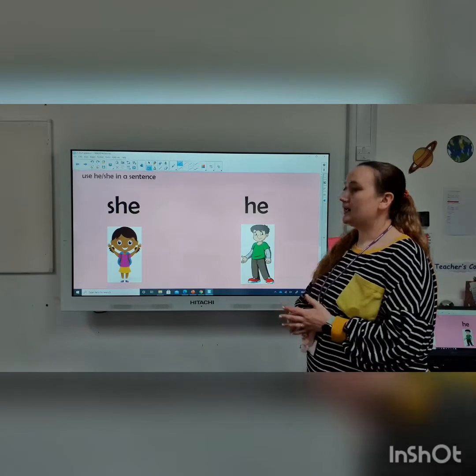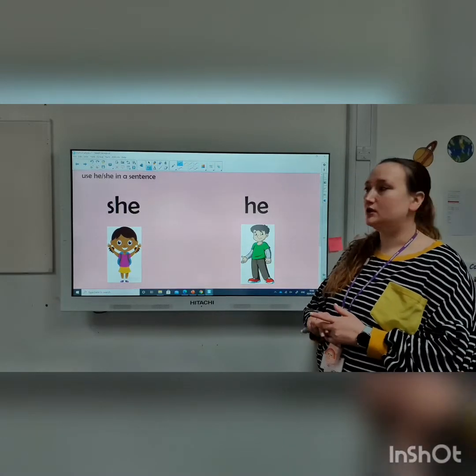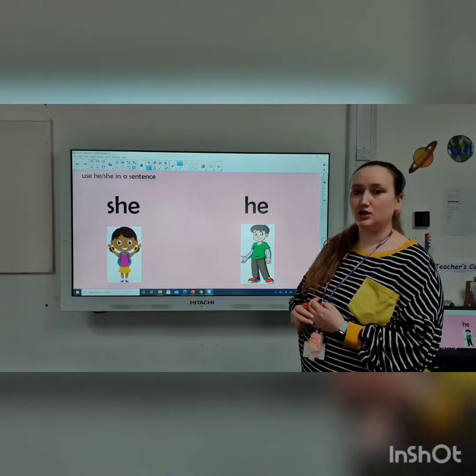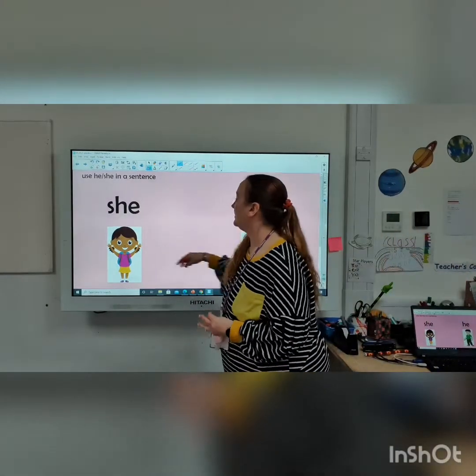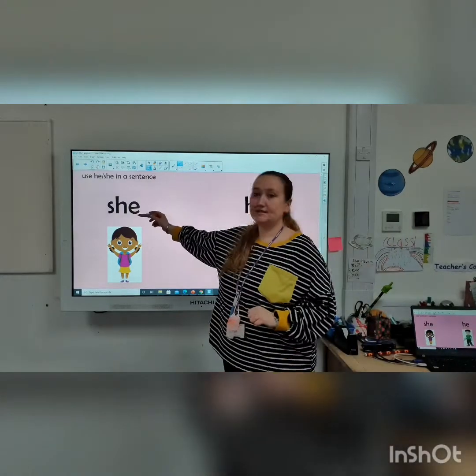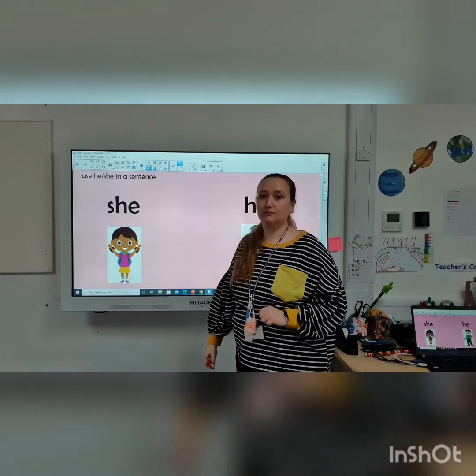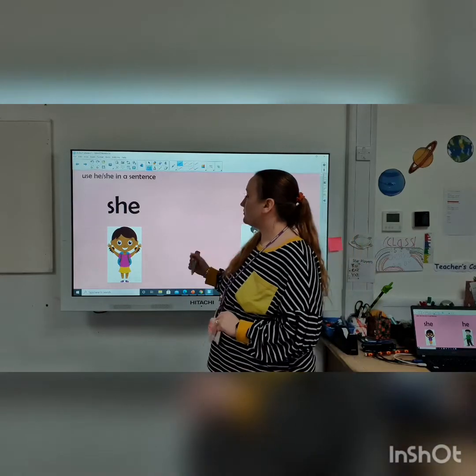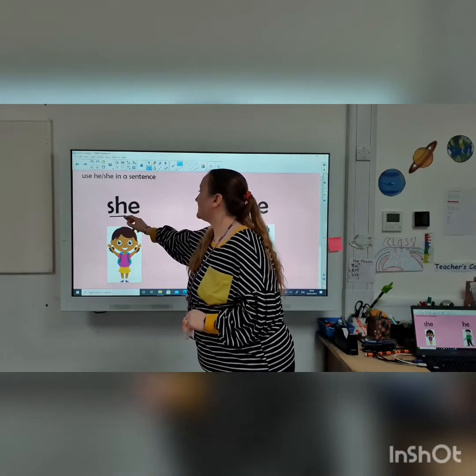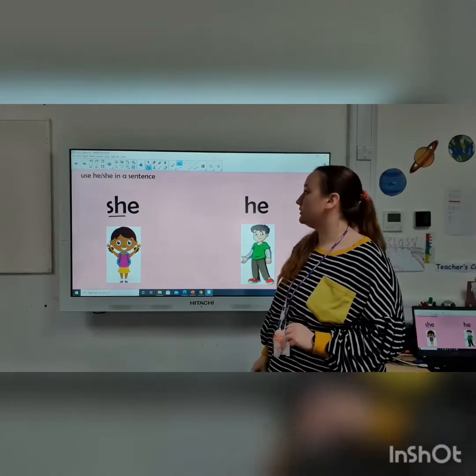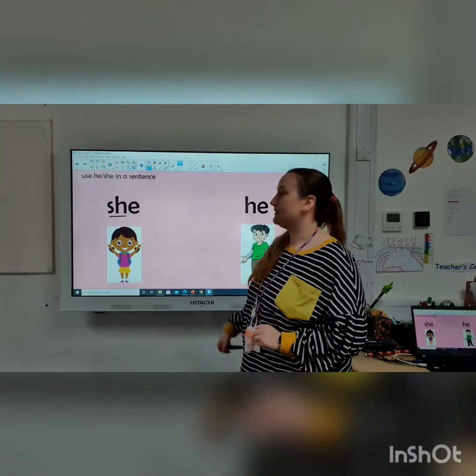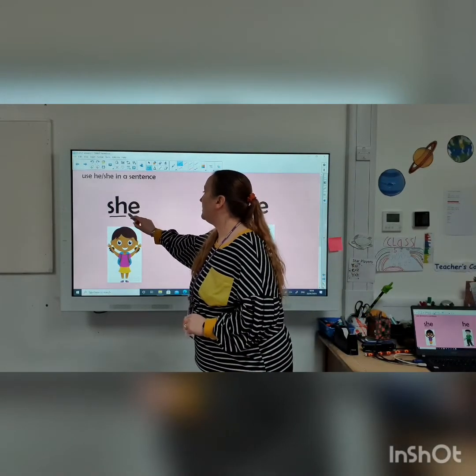Brilliant. So today, we're not going to learn a new phoneme, we're going to learn two new tricky words, okay? So you might be able to tell from the pictures what they say. We've got a girl here and a boy here. So, first one is she, okay? It's not a word that we can decode. This bit we can, because that makes the sh sound that we'll learn soon. But it doesn't end in f, it ends in e. She, okay?